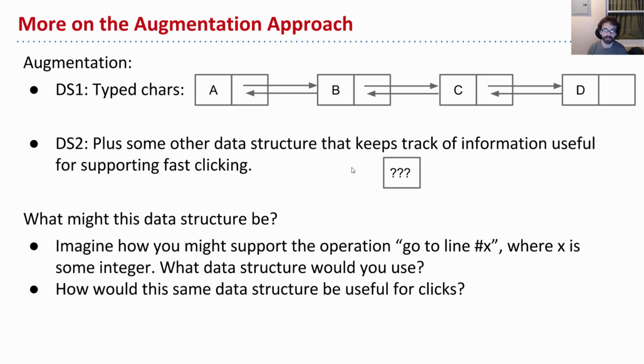Imagine that you add a feature to your text editor where you can push a button, type a line number, and it goes to that line. What data structure would you need in order to make that work? Once you come up with an idea, it's a pretty simple idea once you understand the question, but there's a pretty good data structure for supporting go to line number X, and you might consider how that same data structure would be useful for clicks. Okay, so that's the augmentation approach.